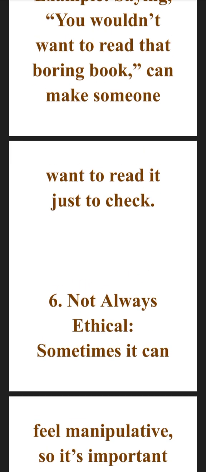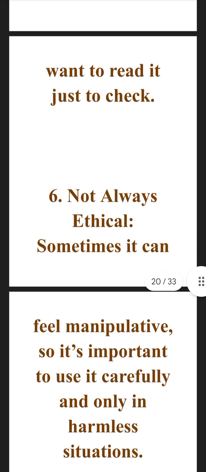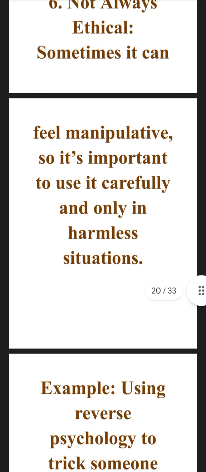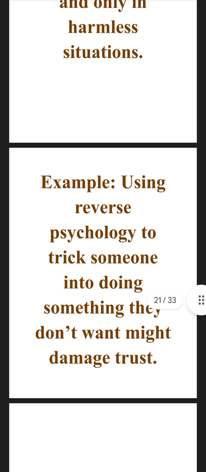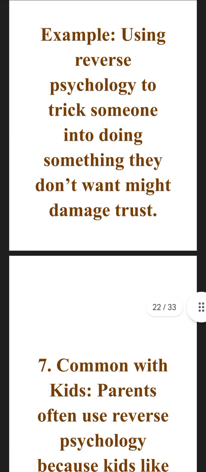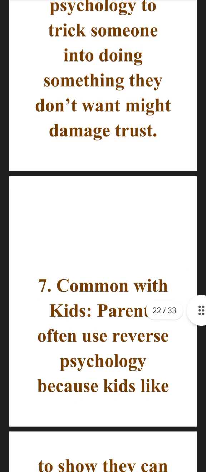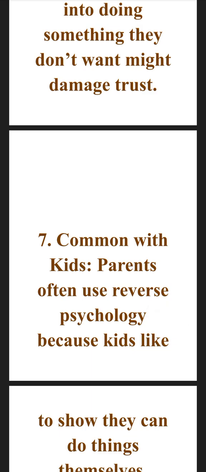Now the sixth point is it is not always ethical. Sometimes it can feel manipulative, so it's important to use it carefully and only in harmless situations. For example, using reverse psychology to trick someone into doing something they don't want might damage trust. It is based on trust, and it will create trust issues if not handled properly.